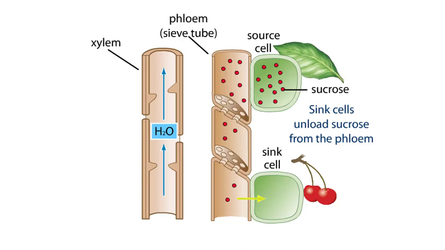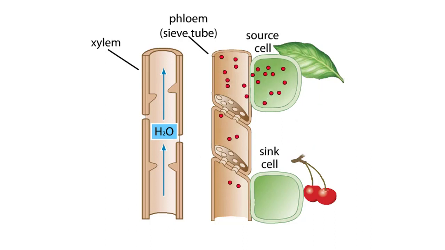Sink cells are found throughout the plant, but are abundant in roots or developing fruits and shoot tips. Sink cells typically cannot meet their own needs for carbohydrates and must import them from the phloem. The fluid begins to flow when source cells pump sucrose into the phloem.